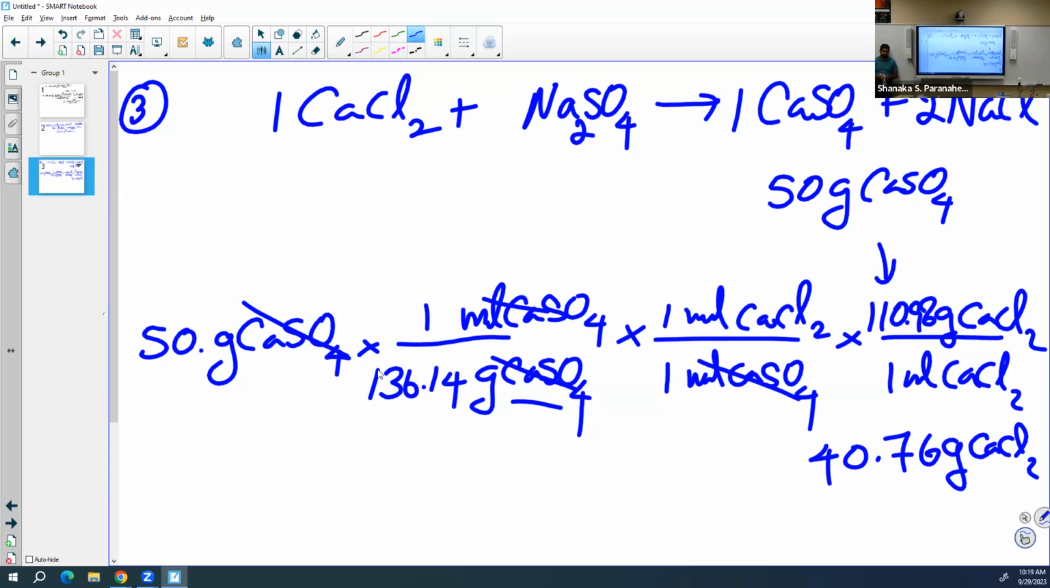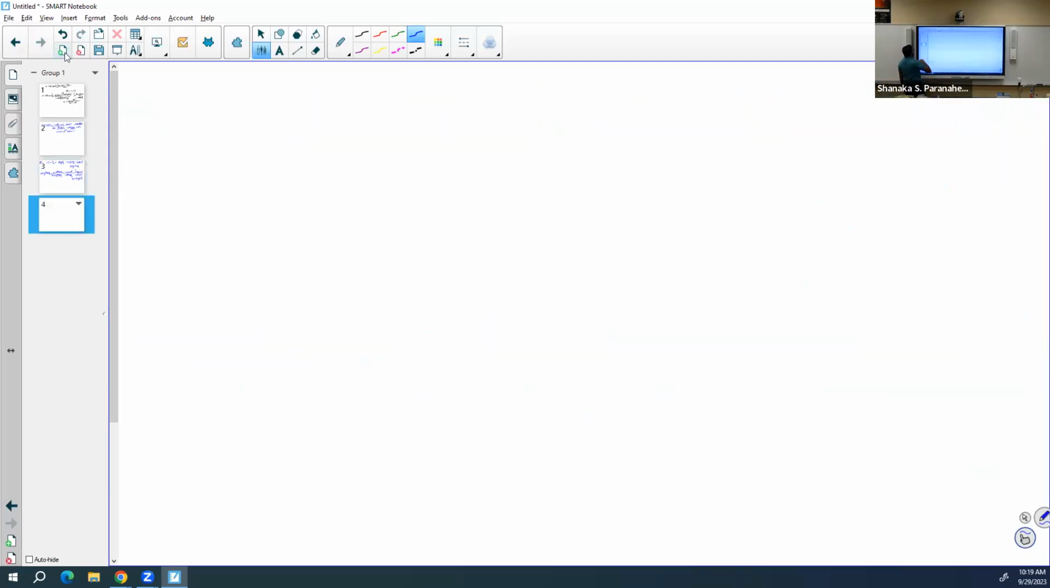Any question? Okay, so if you don't have any question, let's move to the next one. The next one, you're going to do mass to mass calculation because it's limiting reactant and percent yield calculation. Okay, so this is question number 4. So you will get a reaction similar to this one.